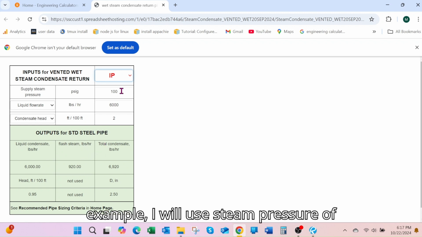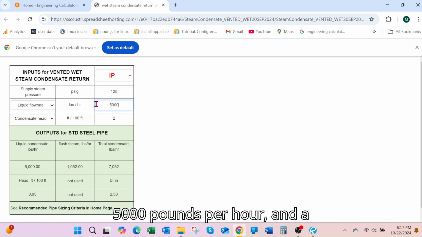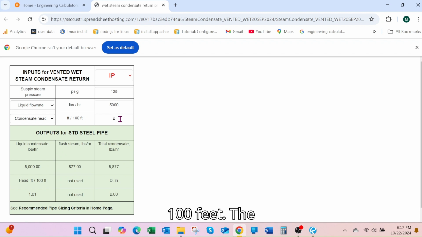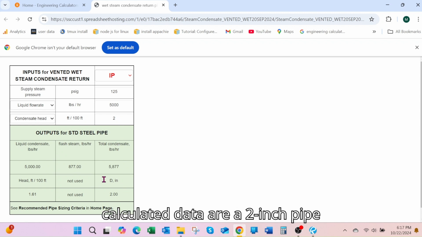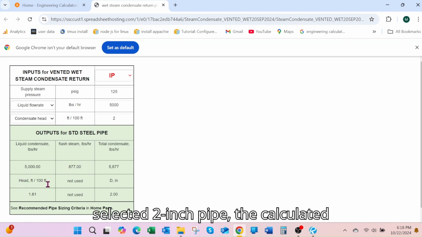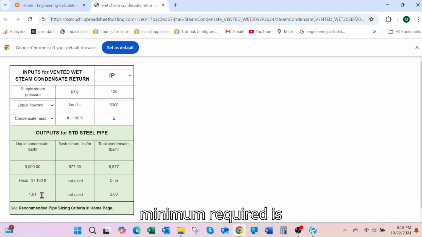As an example, I will use steam pressure of 125 psig, liquid condensate flow rate of 5,000 pounds per hour, and a condensate head of 2 feet per 100 feet. The calculated data are a 2-inch pipe and flash steam flow rate of 877 pounds per hour. Note that based on the selected 2-inch pipe, the calculated condensate head, that indicates the minimum required, is 1.61 feet per 100 feet of pipe.